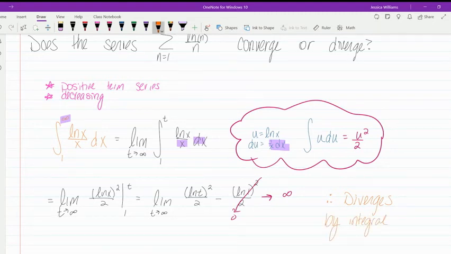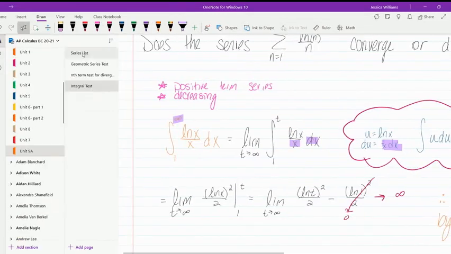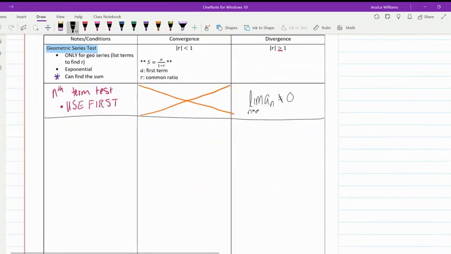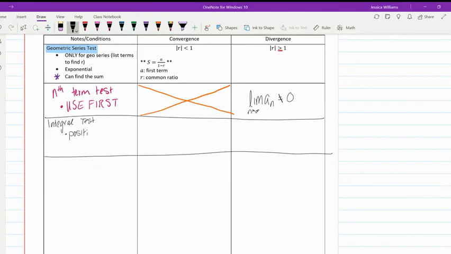All right, when you're running through your options for determining whether a series converges or diverges, I imagine integral test is going to be pretty low on your list because you don't like taking integrals. So why would you choose integral test if something else works instead? So we're going to put in here integral test. We're going to say that it has to be positive term series only. We're going to say that the terms have to be decreasing.